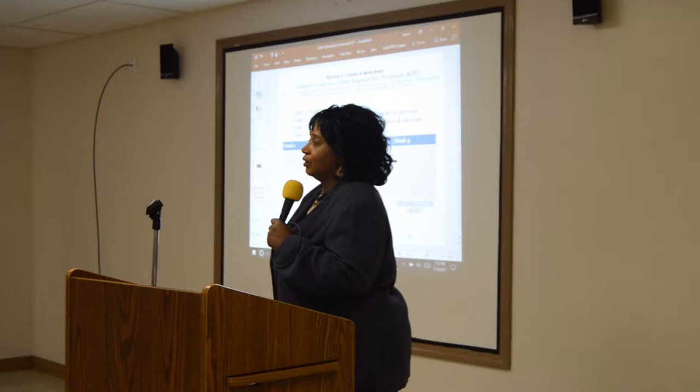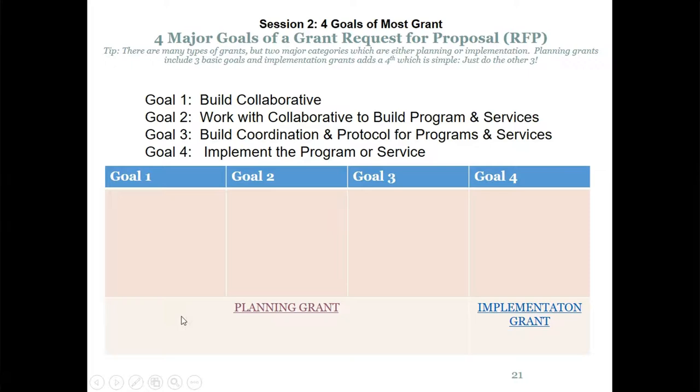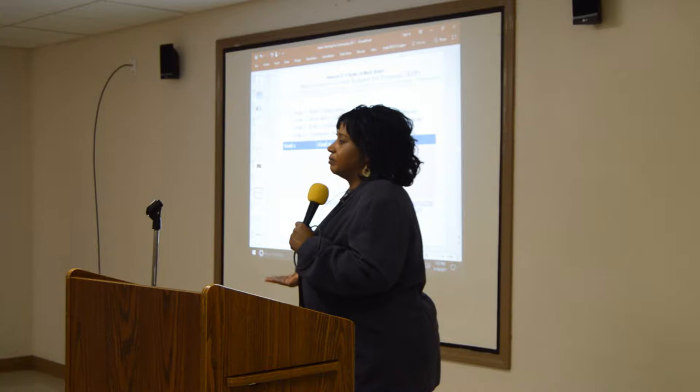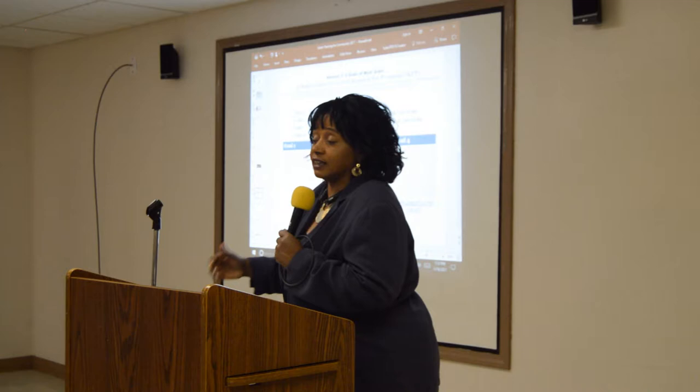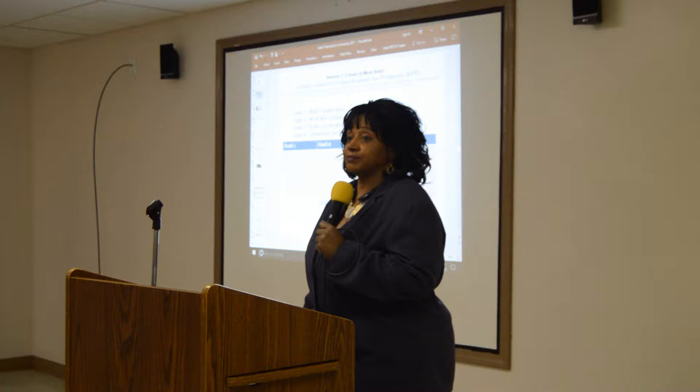Look at this down here. It's probably not real bright or real visible. But 1, 2, and 3 is what you do for a planning grant. If it is an implementation grant, you need to do all four. Just do it. So 4 is not really doing something new. It's just actually carrying out what you said. They will give you, like I said the last time, $100,000 to $500,000 to plan. And then the next year they want you to implement.